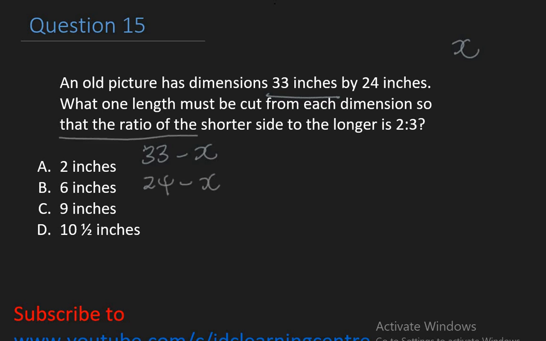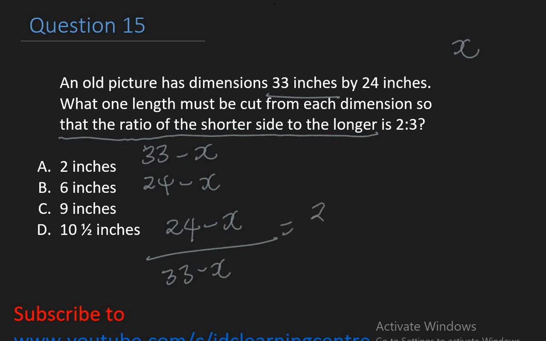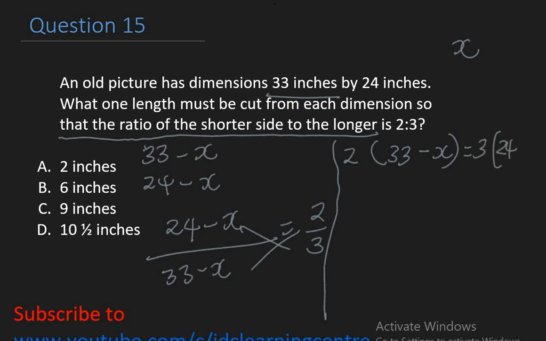Note the last line. What one length must be cut from each dimension so that the ratio of the shorter to the longer. So I'll mention the shorter first. The shorter is 24 minus x over the longer, which is 33 minus x, will now give me the ratio, which is 2:3. Ratio means divide, 2 over 3. Okay, so cross multiply. 2 times brackets 33 minus x equals 3 brackets 24 minus x.